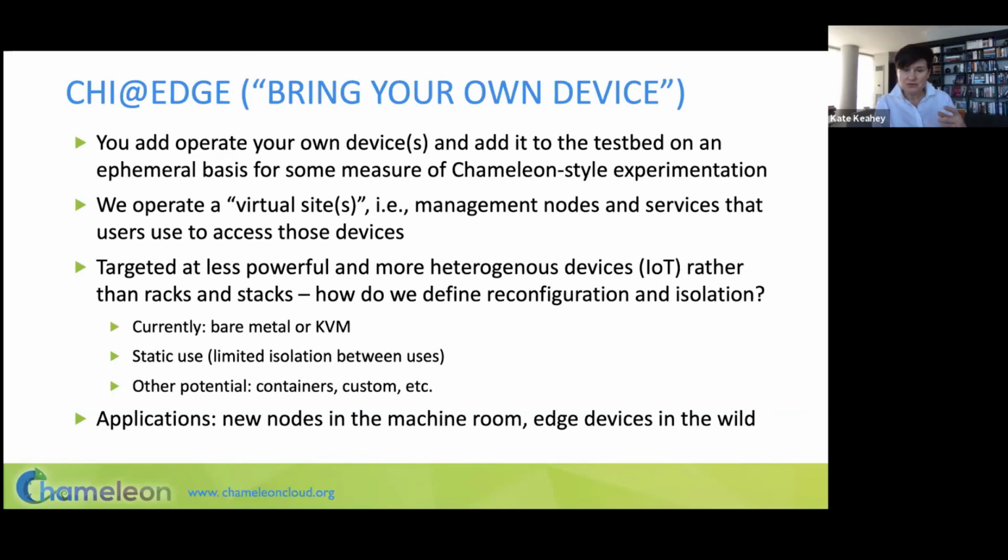Now, there is a change that this involves. Like I said, Chameleon is mostly operated on the bare metal level, except we do have a couple of racks that are operated via KVM, right? So those are different definitions of isolation between users. Bare metal is performance isolation, KVM does not provide that, right? So now the question is, how are we going to configure those devices?